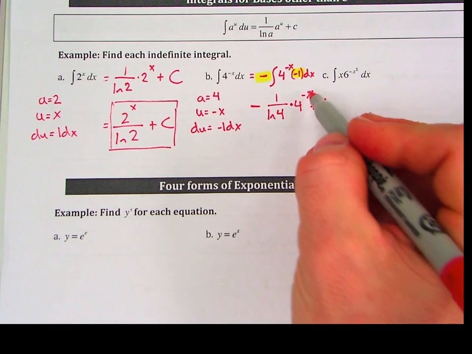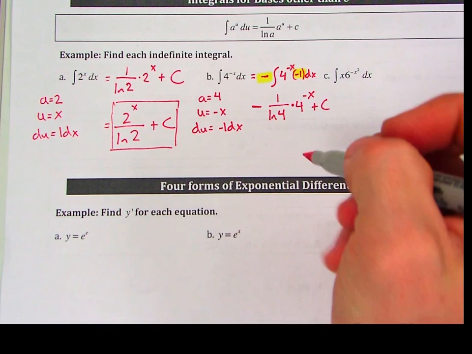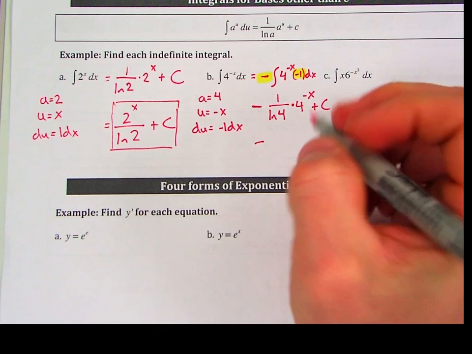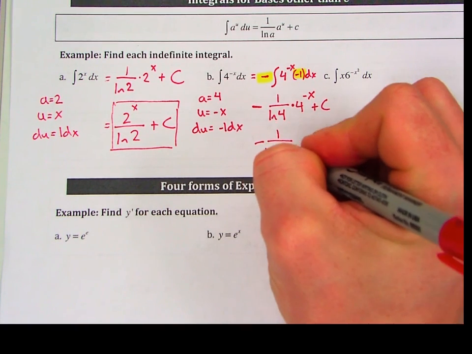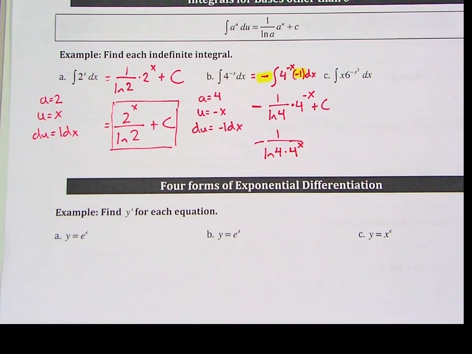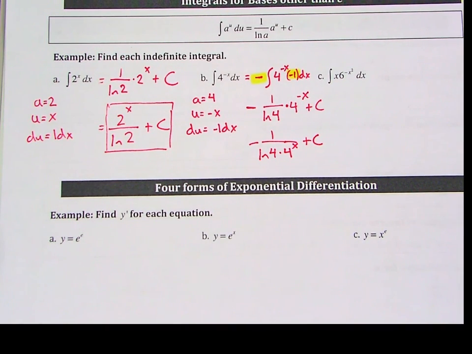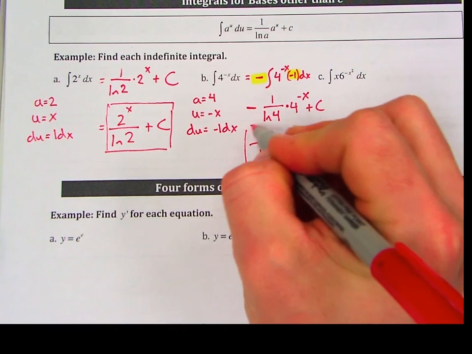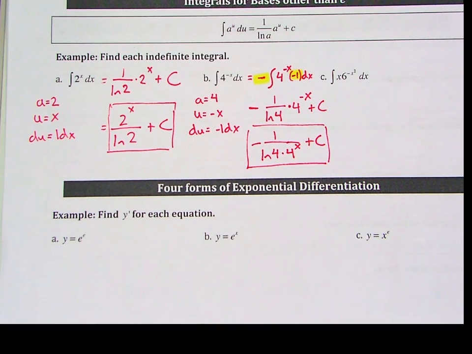Okay, and if we don't want to write negative x, how else can we write that? 4 over x? Yeah. So can we do 4 over x and 1 forward? So we would do 1 over natural log of 4 times 4 to the x. Something like that. You could leave it 4 to the negative x also. It doesn't matter.